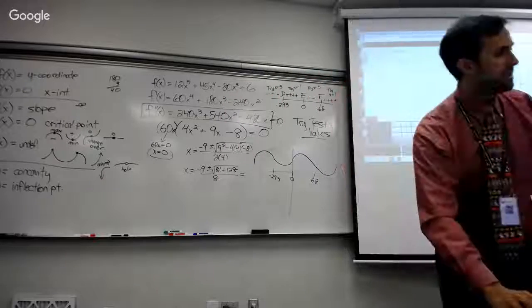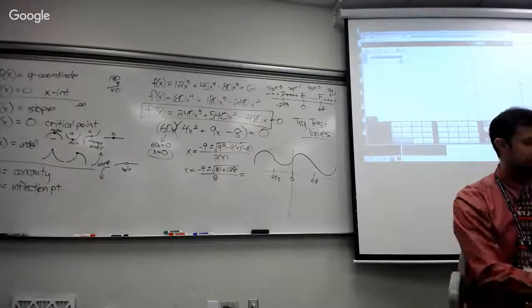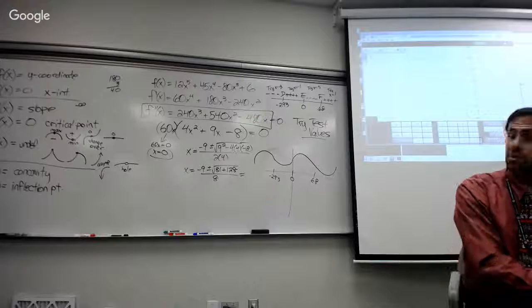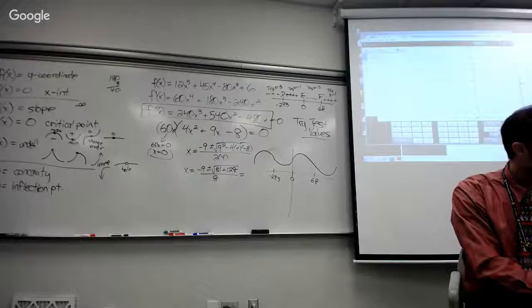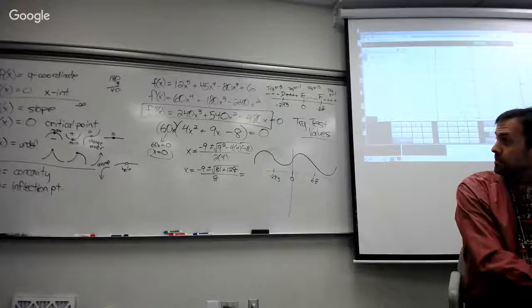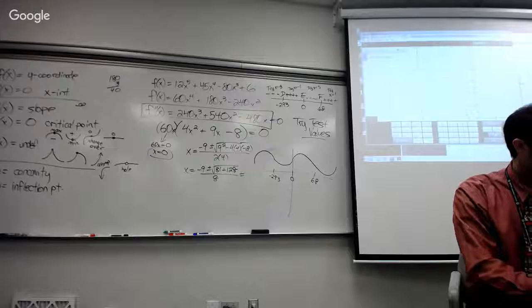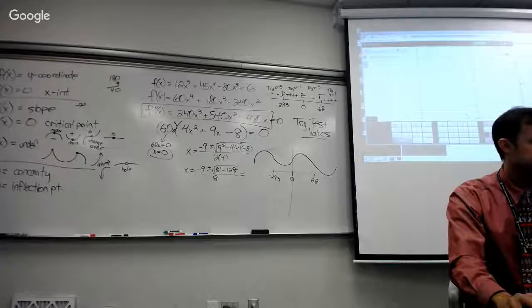But does the graph actually do that? Oh, and I erased it all. Did the graph behave that way? Well, we're just going to check. 12x to the fifth plus 45x to the fourth minus 80x cubed plus 6. Did the graph do that?